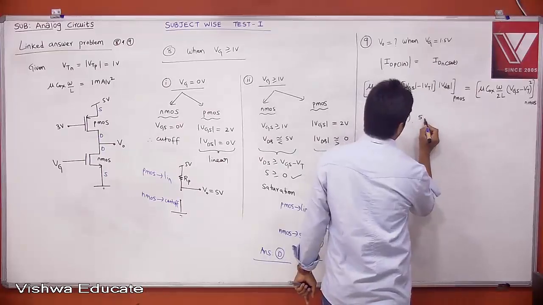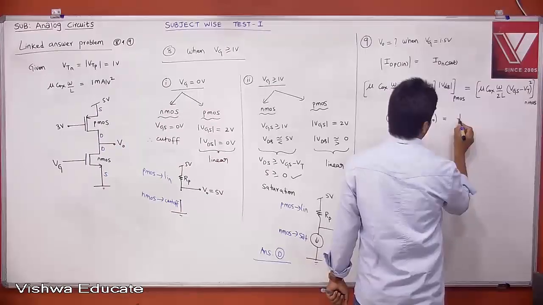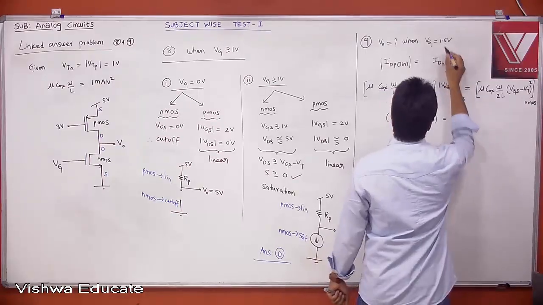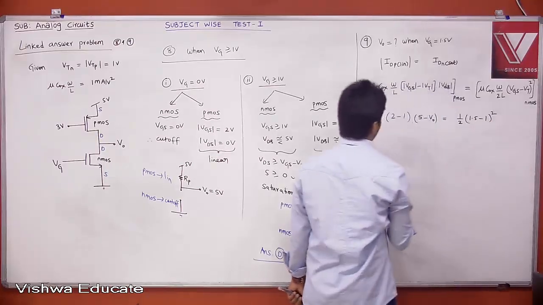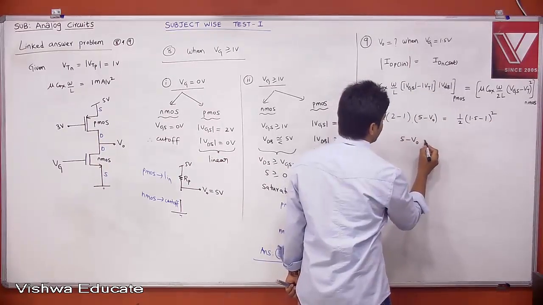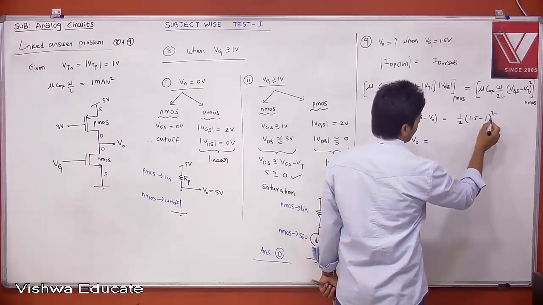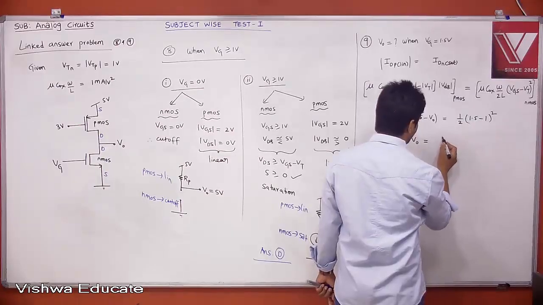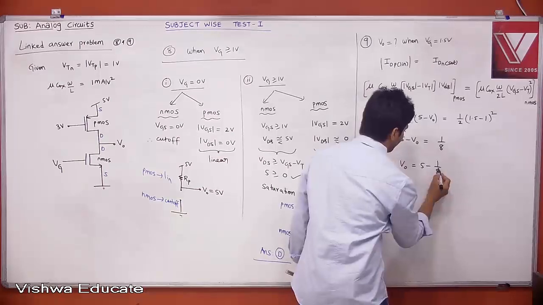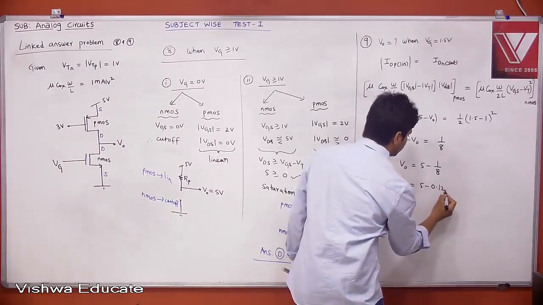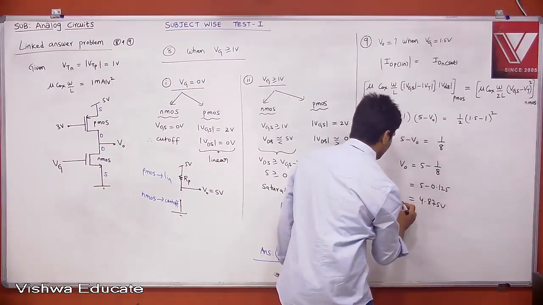Therefore, 5 minus V naught is equal to, mu n Cox is gone, 1 by 2. What is VGS of NMOS? VGS is given 1.5 minus VT 1, whole square. Therefore, 5 minus V naught is equal to 1 by 2 into (1.5 minus 1, which is 0.5) square. 1 by 4, and 1 by 4 into 1 by 2 means 1 by 8. Therefore, V naught is equal to 5 minus 1 by 8. 1 by 8 is 0.125. Therefore, this is nothing but 4.875 volt. This is your V naught.